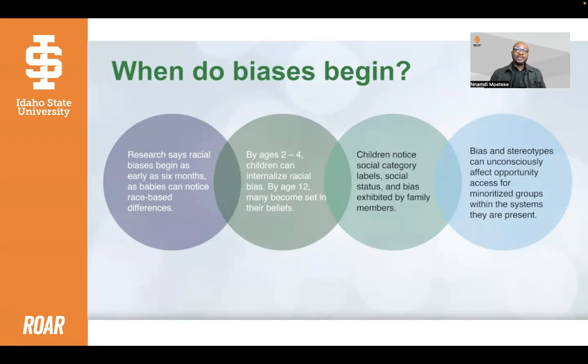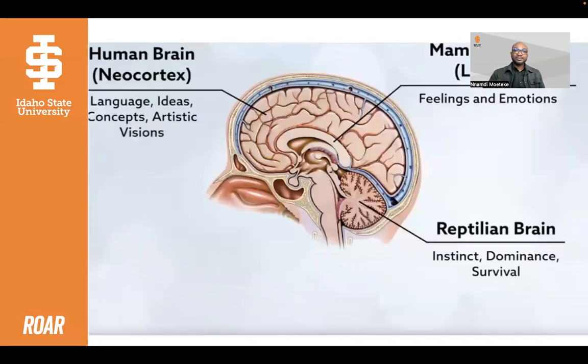Because of the environments they may grow in, such as parents and caregivers, they notice social category labels, social status, and bias-influenced behavior exhibited by family members. Biases and the stereotypes that go along with them can unconsciously affect opportunity access for minoritized groups that historically have less societal privilege. This is particularly the case within the systems that these biases are present.